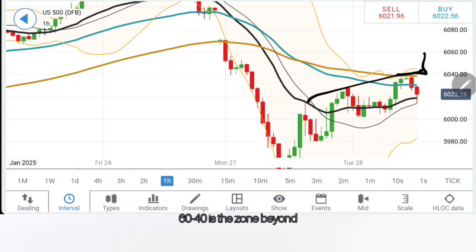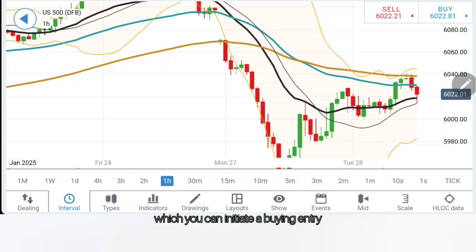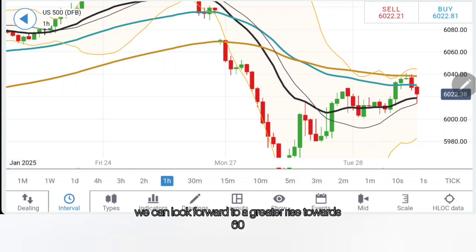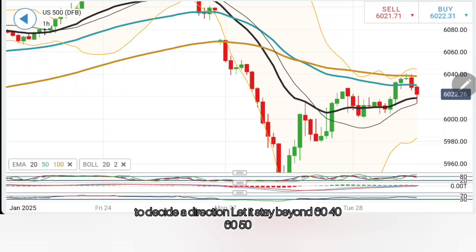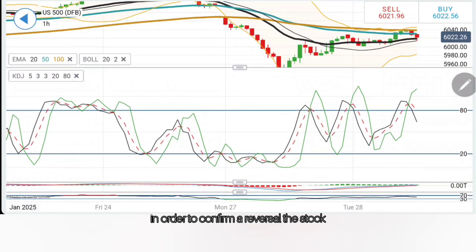So let's see if the 20 period proves to be a good support, and let's see if it breaks beyond 6040. 6040 is the zone beyond which you can initiate a buying entry and expect it to move towards 6050, the next target. And if it trades beyond 6050, remember we can look forward to a greater rise towards 6064, 6065, 6074, and then in fact it may fill the gap towards 6100. Be careful here. Right now I can say this is struggling to decide a direction. Let it stay beyond 6040, 6050 in order to confirm a reversal.